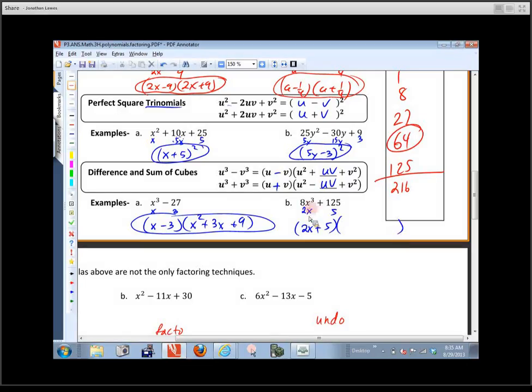And then I take this one. It's going to start with a perfect square of that. That's 4x squared. It's going to end with a perfect square of that last one. So that's going to be 25. Multiply them together. 10x.